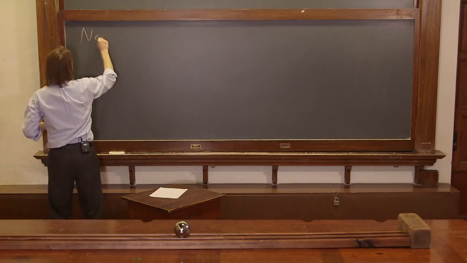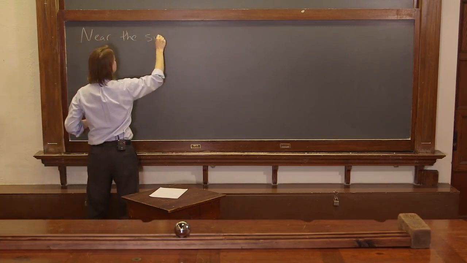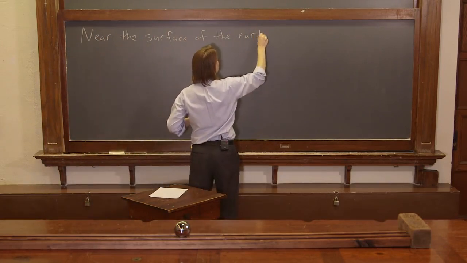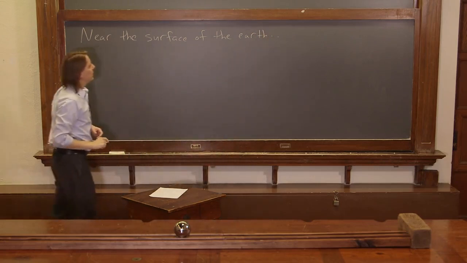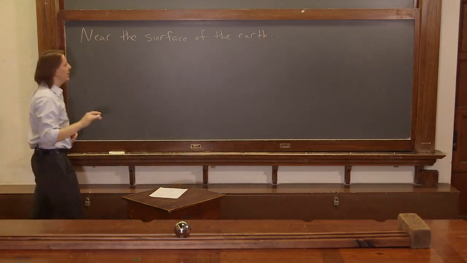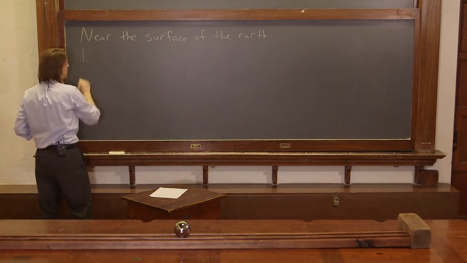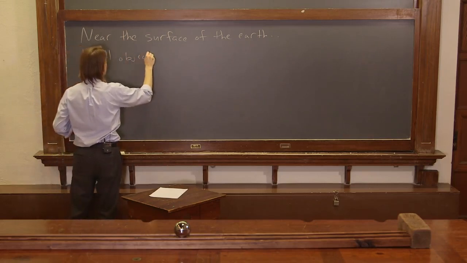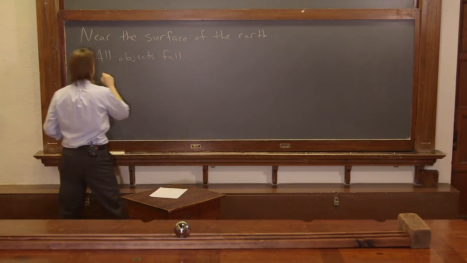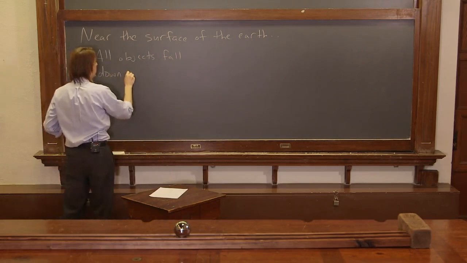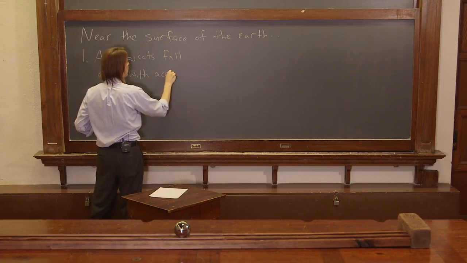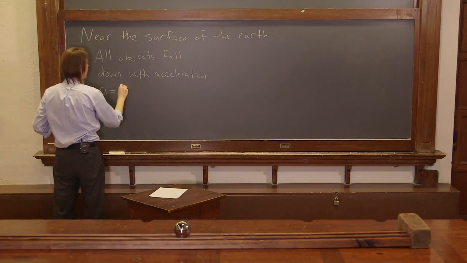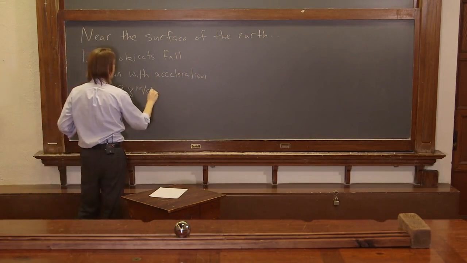So let's say near the surface of the Earth. I think we can all be sure that's true for all the students. Near the surface of the Earth. Now we're going to go over a few cases of motion. One is that all objects fall down with acceleration a equals 9.8 meters per second squared.